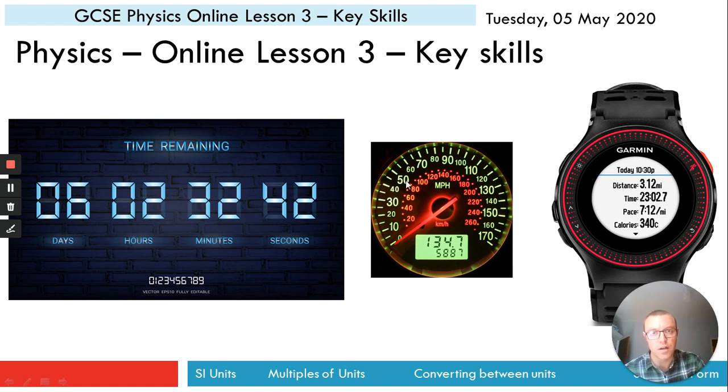We've got an old-fashioned looking speedometer for a car, which is labeled in miles per hour around the outside, how many miles you travel in each hour, and kilometers per hour in red on the inner ring. So if you're traveling at 60 miles per hour, you're traveling at 100 kilometers per hour. Those are two different units for speed. Here we have a running watch, and someone's looking back over their last run. You can see a distance, a time, a pace, and how many calories they've burned. So different units for different quantities.